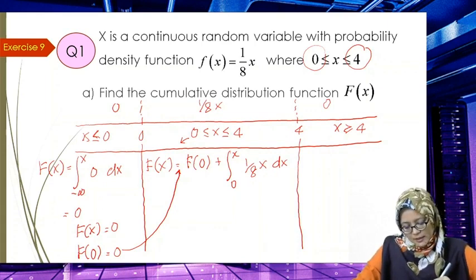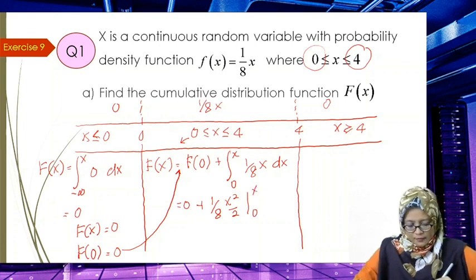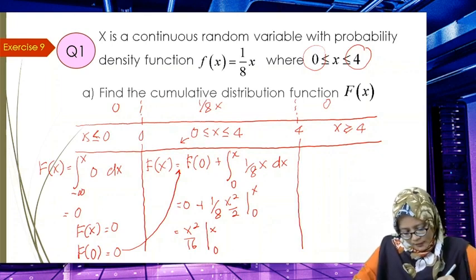F(0) tadi kita dah cari nilai dia 0. So kita akan integrate nilai yang second ni lah. So akan dapat 1 over 8 x square over 2. So substitute value 0 to x. So ini kita akan dapat x square over 16. Ganti value from 0 to x. Okay, so kita akan ganti. Nanti kita akan jadi x square over 16 minus 0.